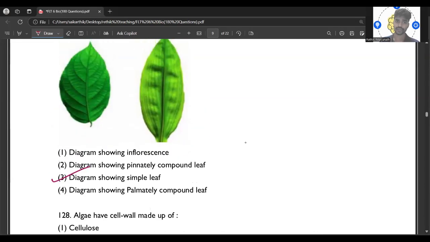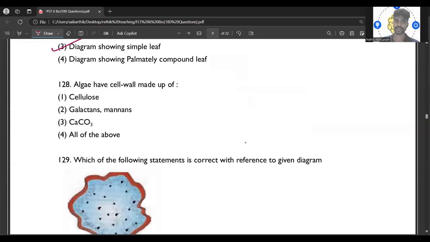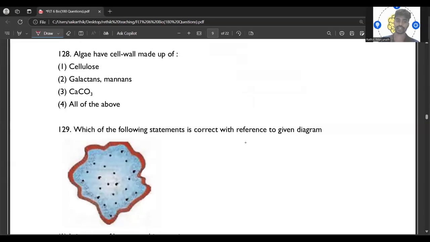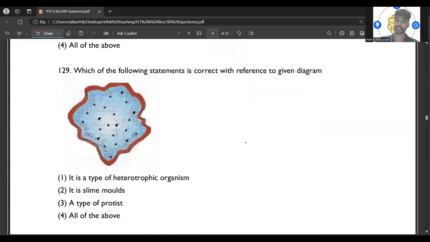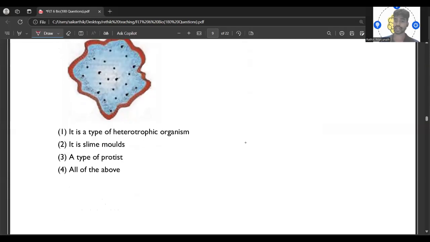Inflorescence, you are not seeing an inflorescence characteristic or a leaf, right? So it is a simple leaf tag. Next is 128. Which of the following statements is correct referring to the given diagram? So it is actually an algae. Its cell wall is made up of what?